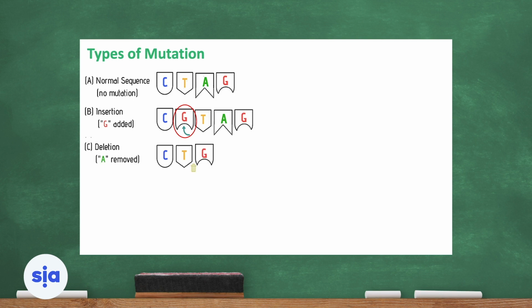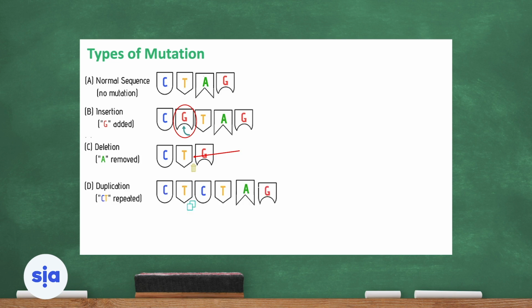Example number C. Look, the adenine here is removed. It's deleted. So this is a deletion mutation. Example number D. Duplication, where the cytosine and the thymine here are duplicated. Abnormality again.